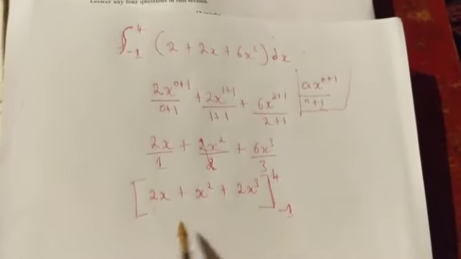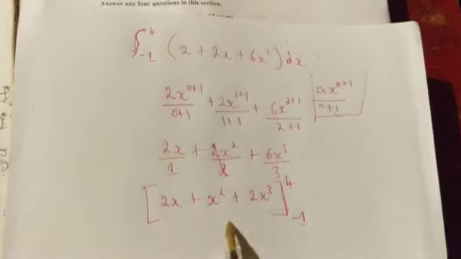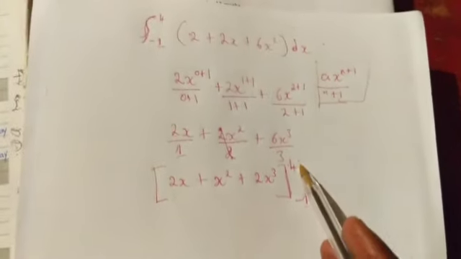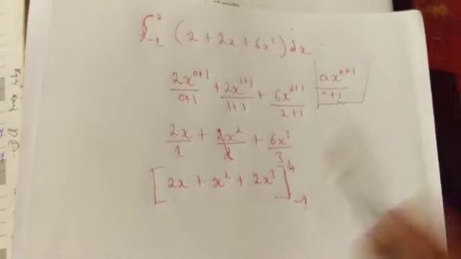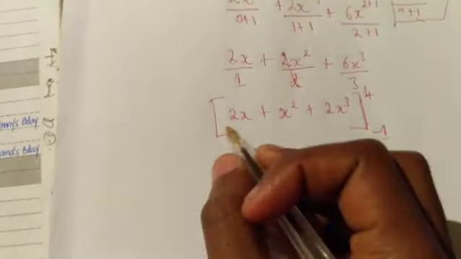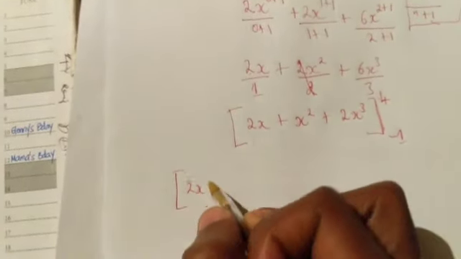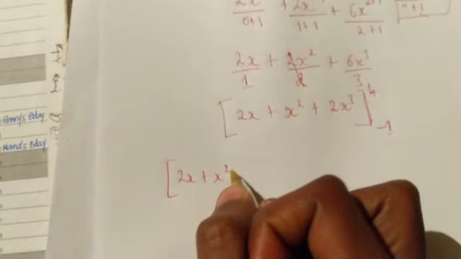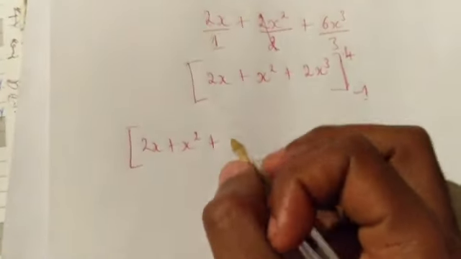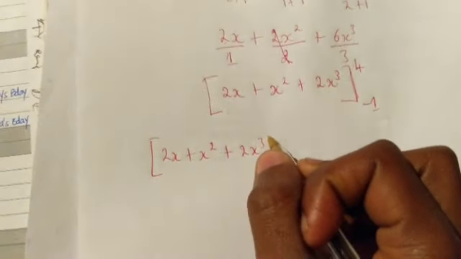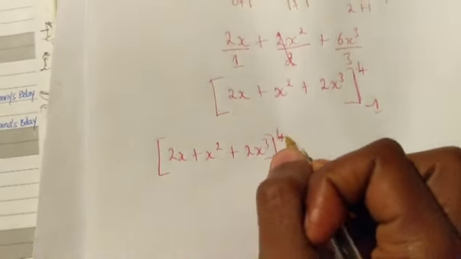Now, we are going to create this equation into 2. The first one that we are going to create will be like this. So you are going to solve it further. You say open bracket 2x plus x squared, then plus 2x to the power 3. Then you put 4 here.